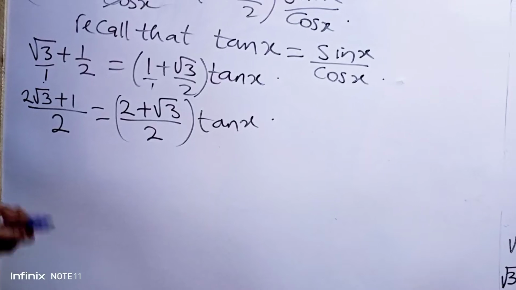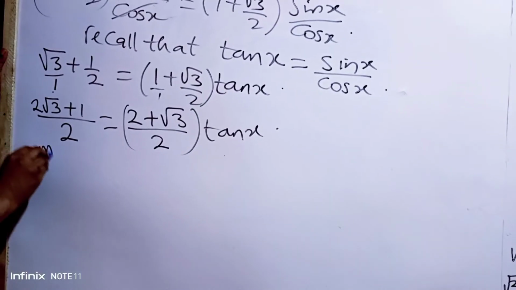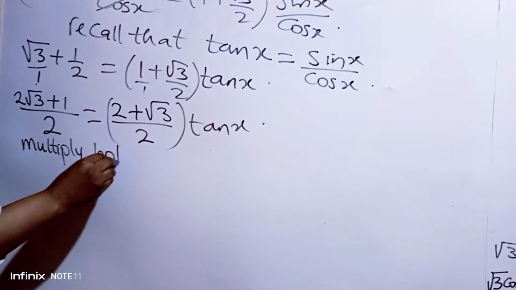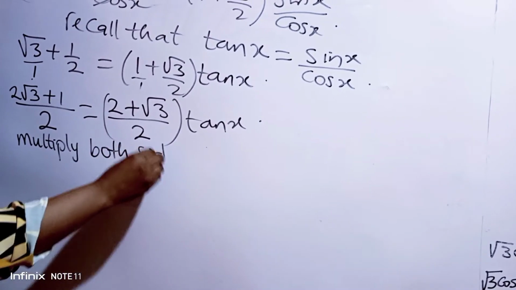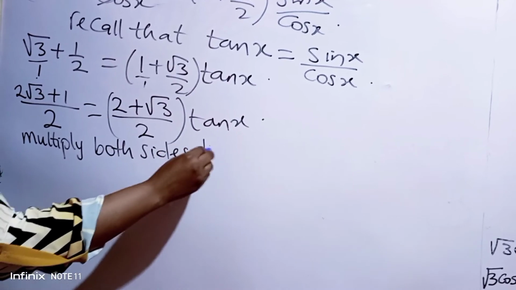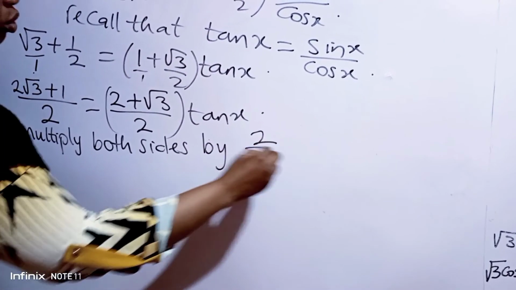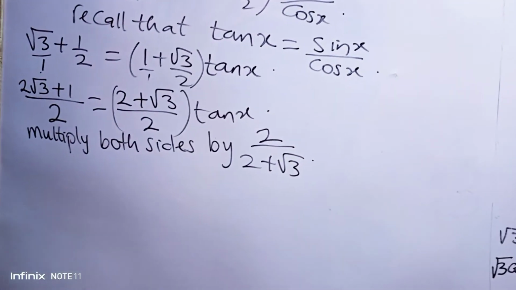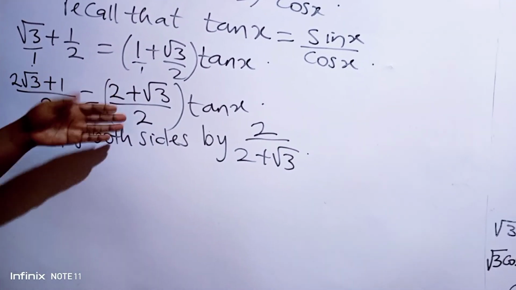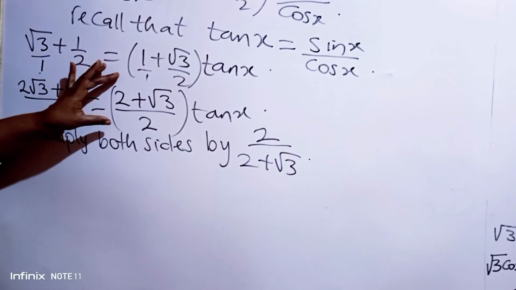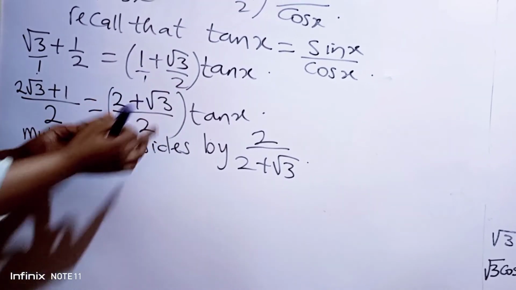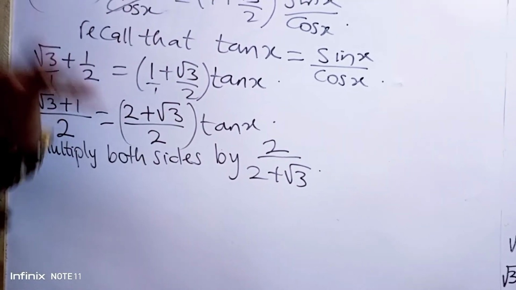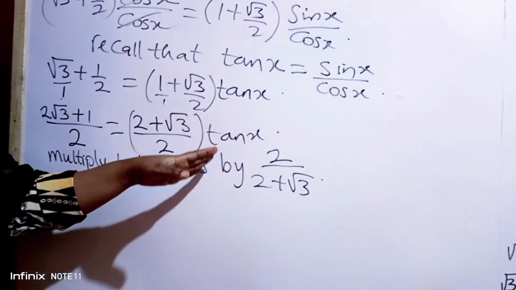Now, we want to isolate tan x. So what are we going to do? We are going to multiply both sides by 2 over 2 plus root 3. Why am I doing that? Because I want to use something that will cancel, that will eliminate all these coefficients of tan x. So I have to use the inverse of the coefficient of tan x.